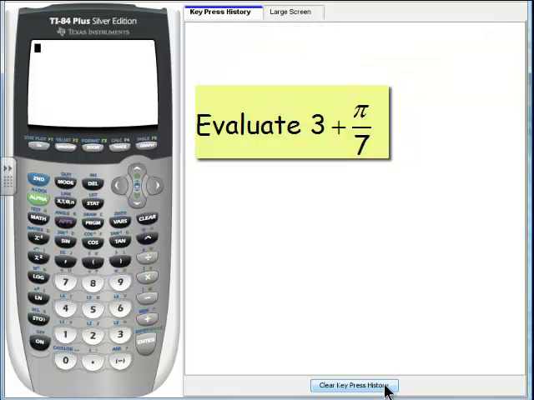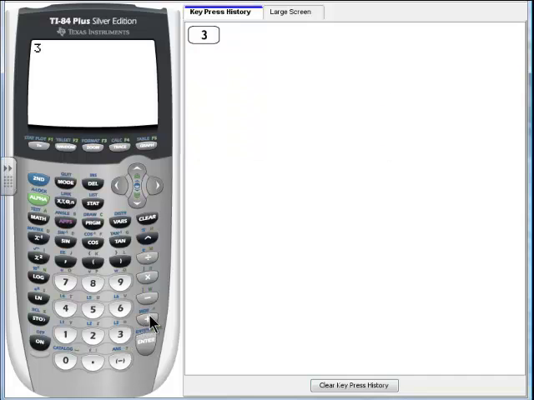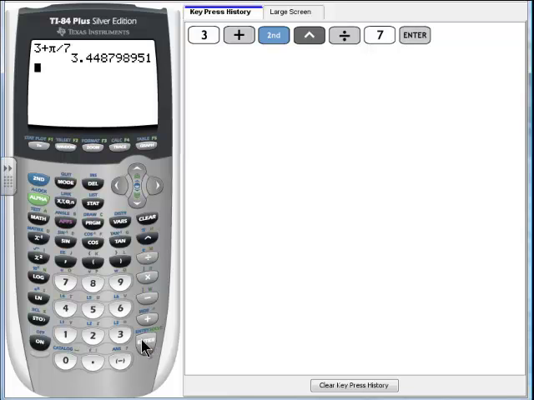Now we want to evaluate 3 plus pi over 7. Okay, and this is pretty simple. We don't have any division. Remember, this will follow our order of operations. So we've got 3 plus pi divided by 7. Without putting parentheses around the 3 plus pi, this only divides pi by 7, not 3. And so for this one we get the answer 3.44879.